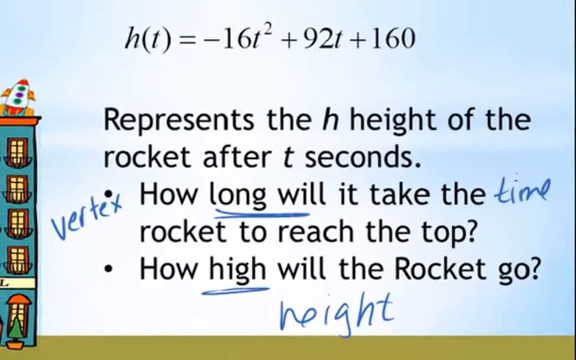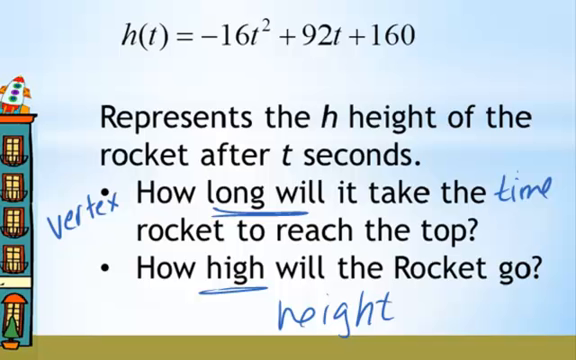How long will it take the rocket to reach the top? Well, we discovered that it took the rocket 2.875 seconds. How high will the rocket go? Well, based on our calculations, the rocket achieved the height of 292.18 feet.